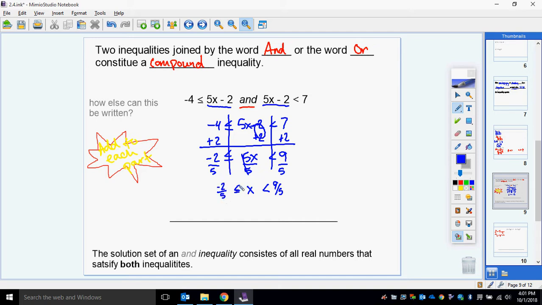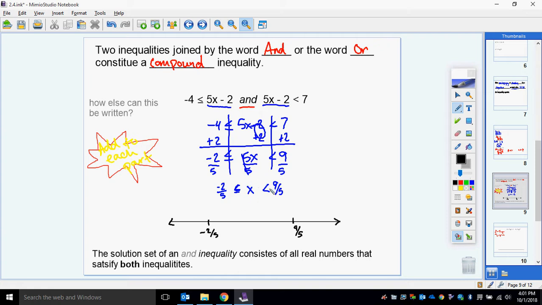And now that I've solved for x, I want to graph its solution on this number line. Okay, so this is a bounded interval because I have 2 endpoints, one at negative 2/5 and one at 9/5. Negative 2/5 is smaller, so it goes to the left. So remember, x is representing the solutions. This graph should be the solutions.